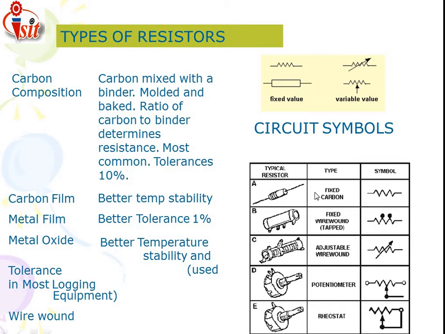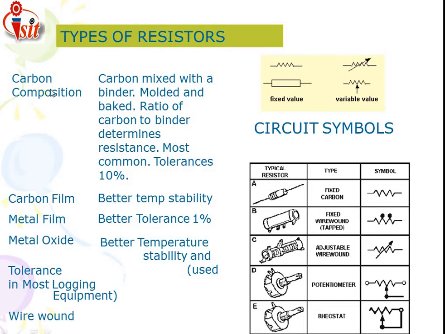First is a picture of a fixed carbon resistor, then the second picture is a fixed wire wound tapped resistor, third is an adjustable wire wound resistor, fourth is a potentiometer, which has a variable resistance, and next is the rheostat.